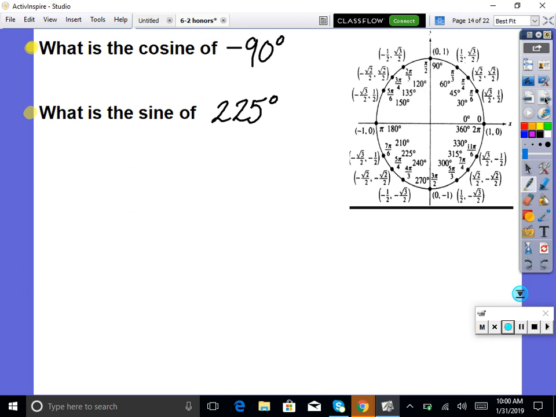What is the cosine of negative 90? That one's on the unit circle, pretty easy. What is it? Cosine? 0, guys. Cosine's x, so go to negative 90 and the x value is 0. What is the sine at 225? Locate 225. It's the y value, so negative root 2 over 2. Okay, good. Any questions on that?